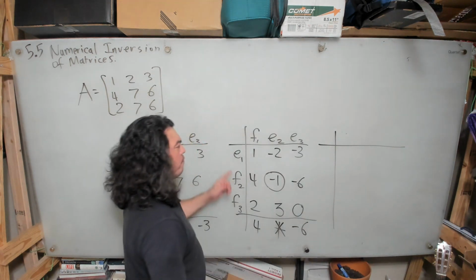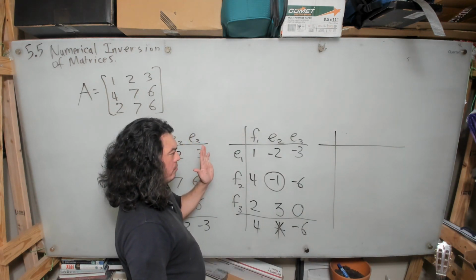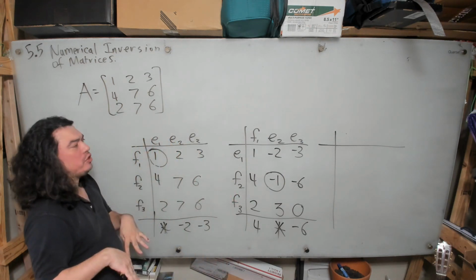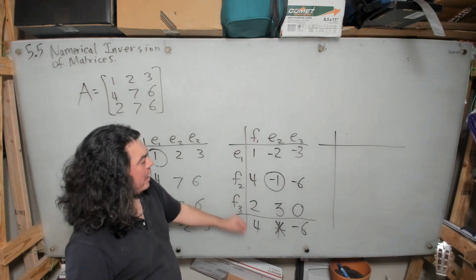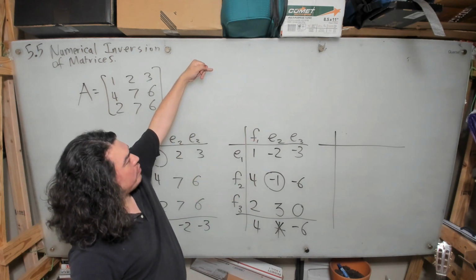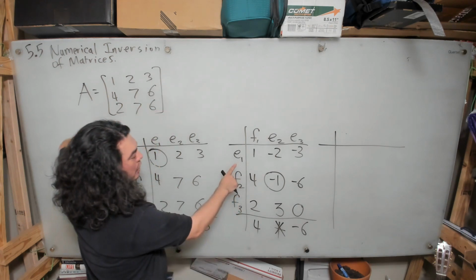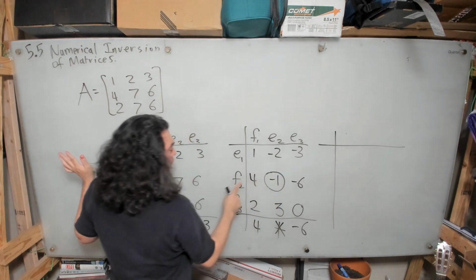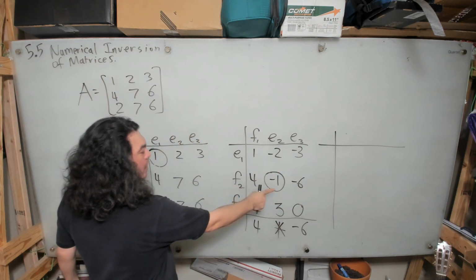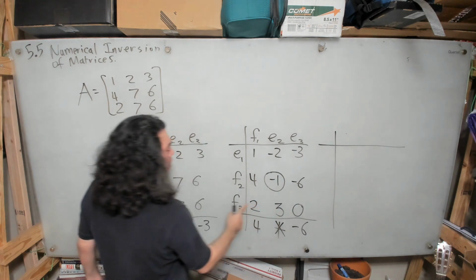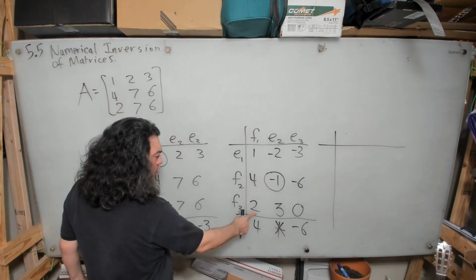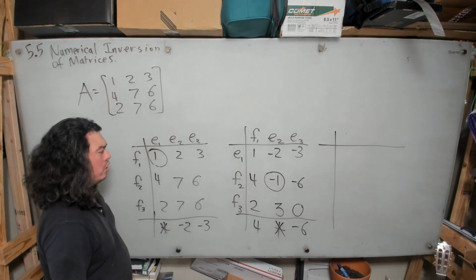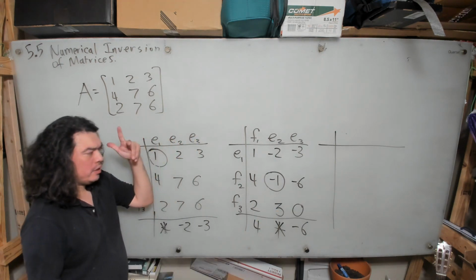So once I have, by the way, before we continue, notice what could have happened here. If I wanted to, I could write out these equations, and I could write down E1 equals F1 minus 2E2 minus 3E3. F2 is equal to 4F1 minus E2 minus 6E3. F3 equals to 2F1 plus 3E2. Okay? Okay, anyway. So now, let's continue, right?